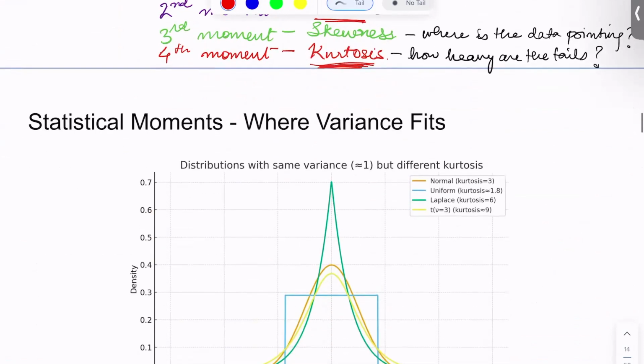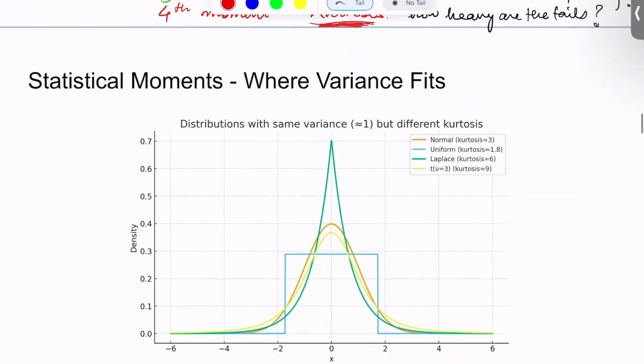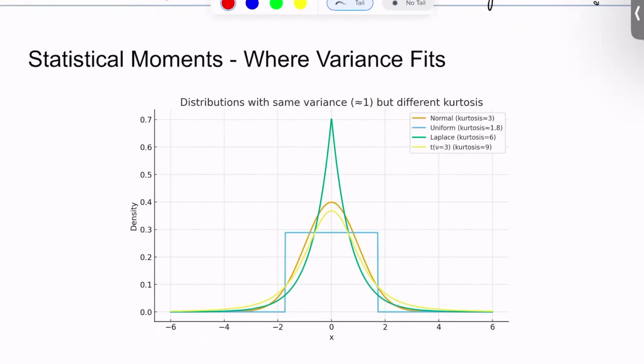Now, we notice that variance and kurtosis are both raised to an even degree. They can both be sensitive to outliers. Kurtosis can be more. But let's say how can we distinctly define two distributions if they have the same variance, let's say equal to 1. So if, for example, we have a normal distribution that is given by this orange curve, a uniform distribution that is given by this blue curve, a Laplace that is given by this green curve, and this yellow curve is the t-distribution that we have.